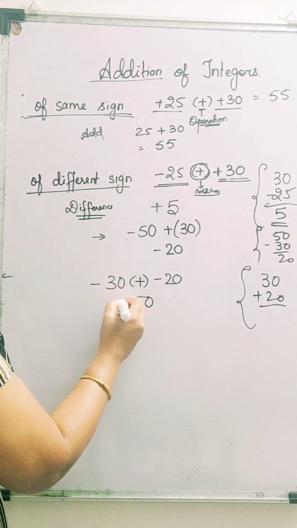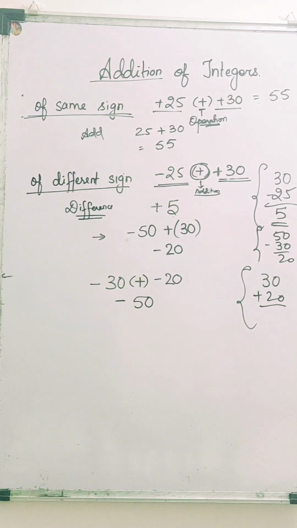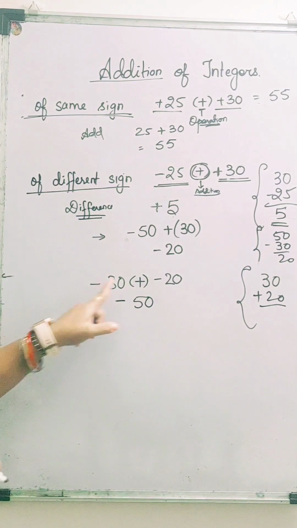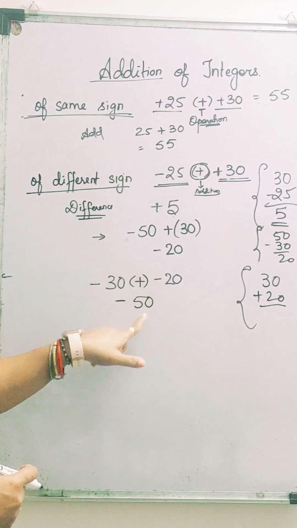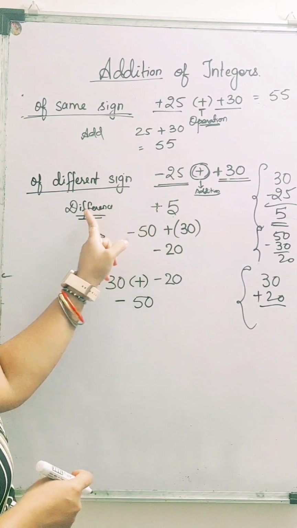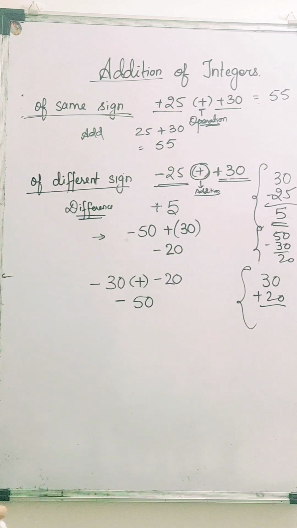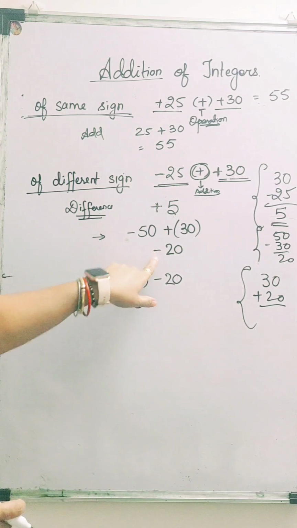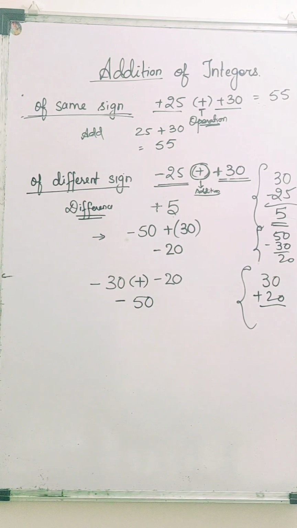50, and here we have to put a minus. When they are of the like sign, you just have to add these two numbers. When they are of different signs, you have to take out the difference, and whichever is the bigger number, that sign needs to be put here. So this is how we do the addition of integers of the same sign and of different signs. So we'll practice it more in my next videos.